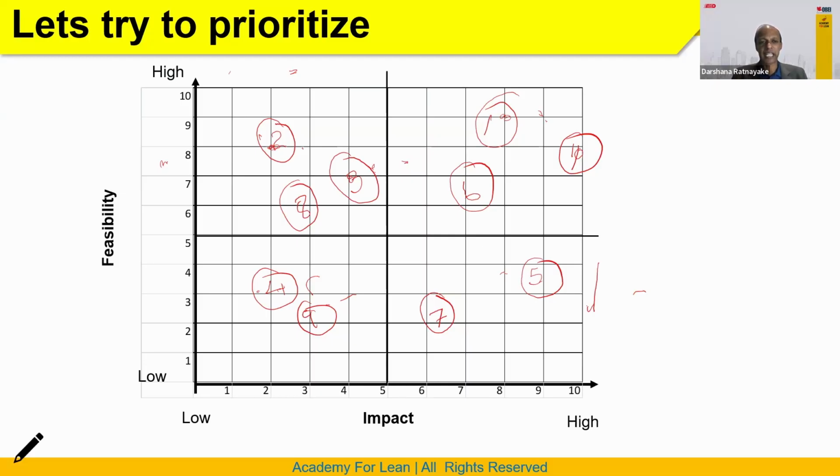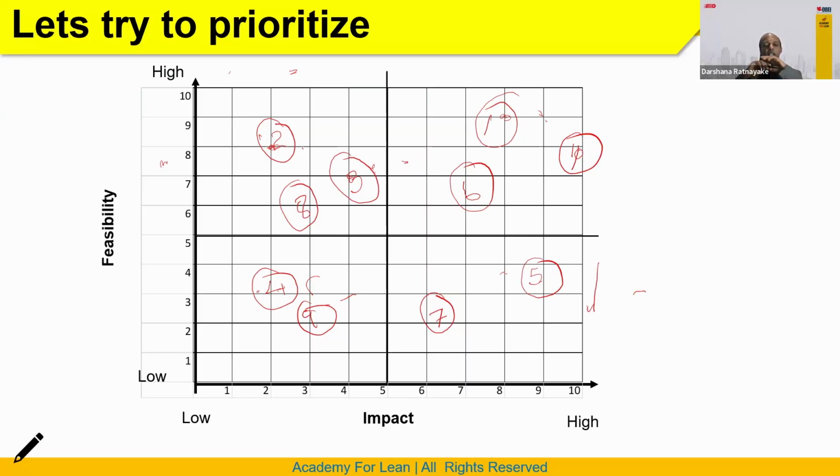1, 6, and 10 are in the high feasibility, high impact quadrant. 2, 8, 3 are in high feasibility, low impact. 4 and 9 are in low feasibility, low impact. And projects number 7 and 5 are high impact, low feasibility. These are the areas. Now we categorize, or we position, our projects. I repeat again the same word: we position our projects based on feasibility and impact.